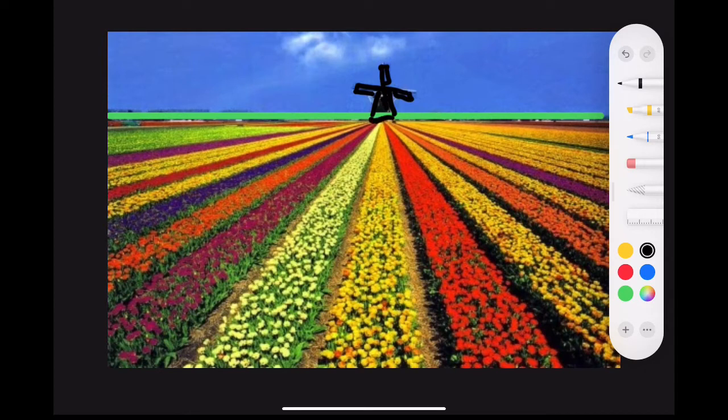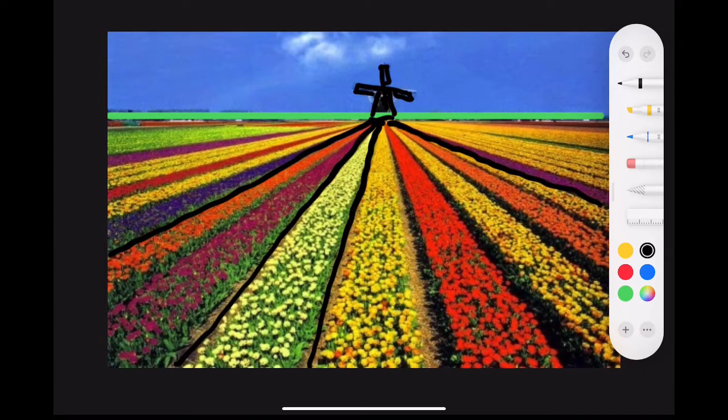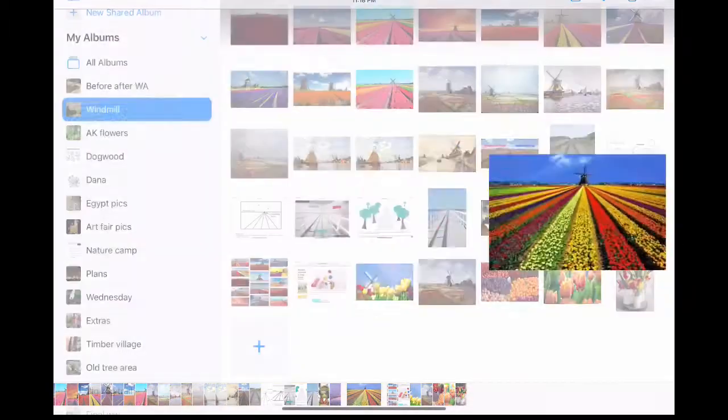So he said, you know what? I'll bet you that windmill is my vanishing point. And sure enough, as he started to draw it out on the paper, every time he drew a line that would go towards that windmill, he said, you know what? That is my vanishing point.